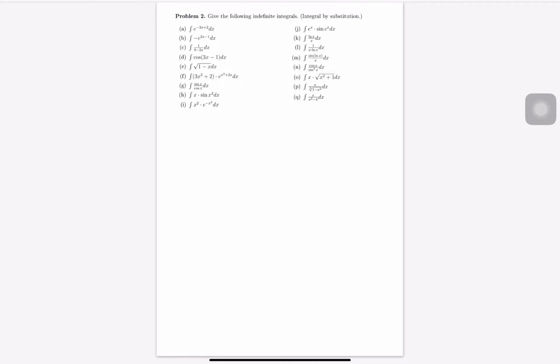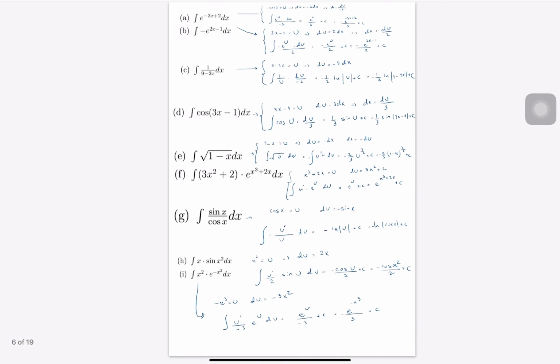Hi everybody, we continue the lecture on integrals, and today we start integration by substitution. We start with how we can do integrals by substitution, because some of the integrals we cannot solve with the same simple methods, and we have to use special methods like integration by substitution.